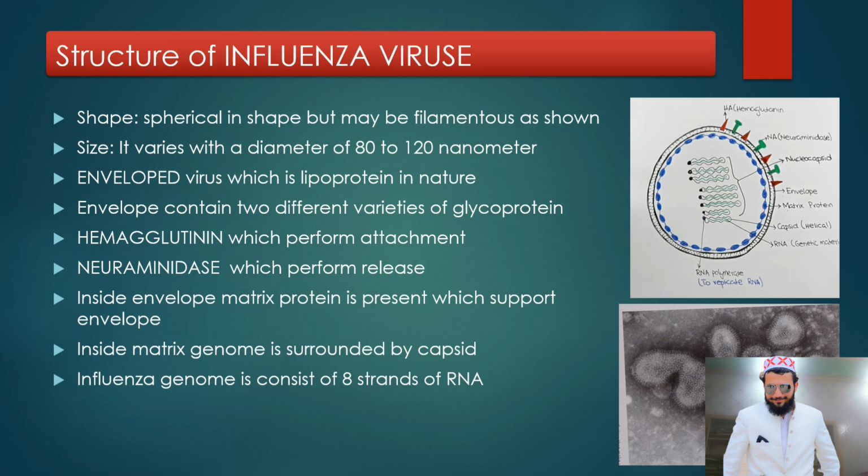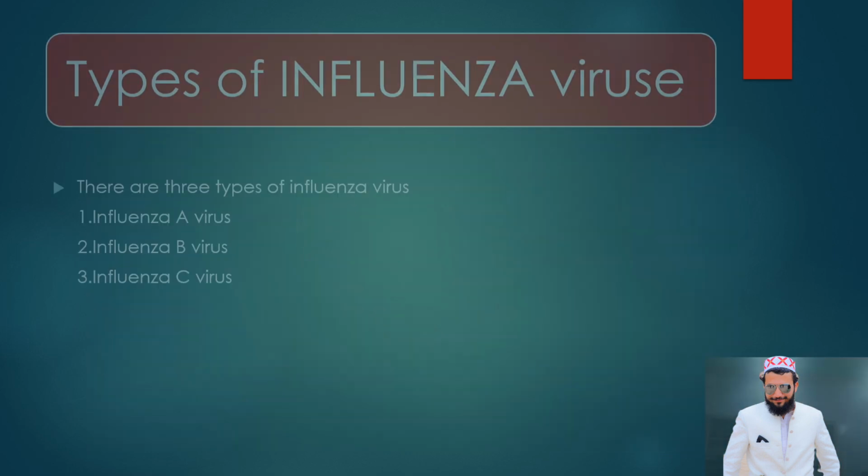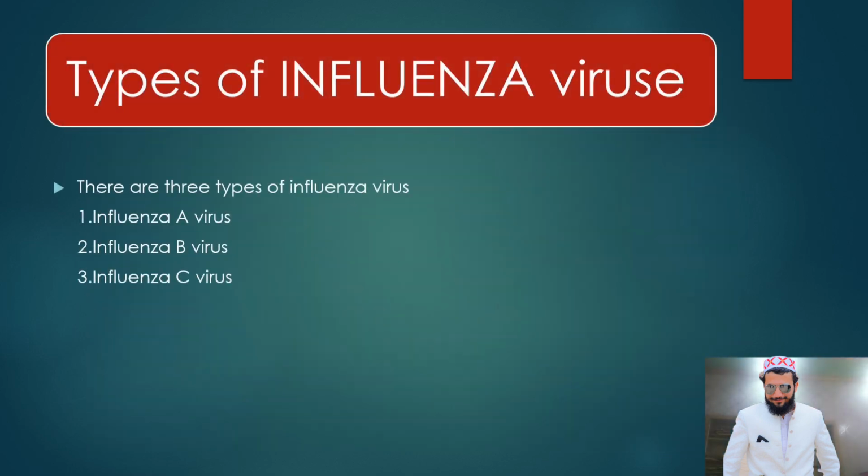Inside the envelope, matrix protein is present which supports the envelope. Inside the matrix, the genome is surrounded by a capsid. The influenza genome consists of 8 strands of RNA. This is the structure of influenza virus.